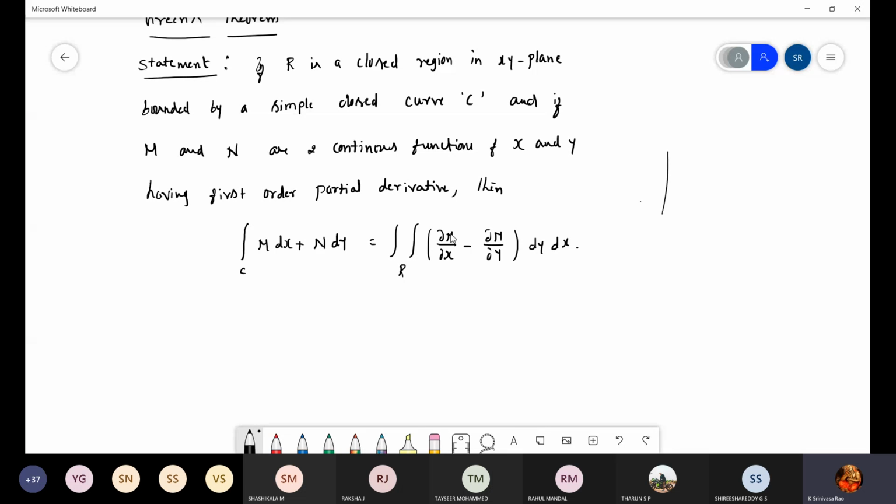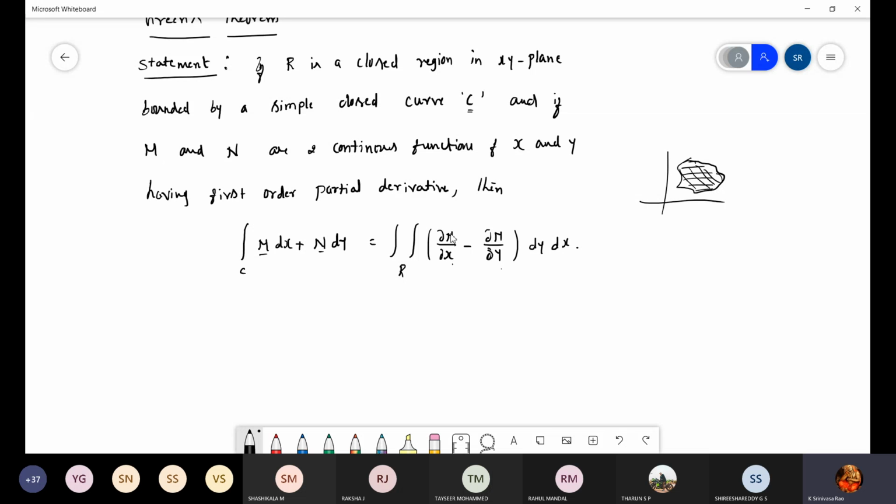Usually we will take a coordinate system and consider one closed region bounded by this curve C, whatever is mentioned. Within that we will evaluate this Green's theorem integral. The theorem statement is that the line integral, a single integration, should be equal to the surface integral, a double integral, with the two continuous functions M and N that can be differentiated partially with respect to x and y respectively.